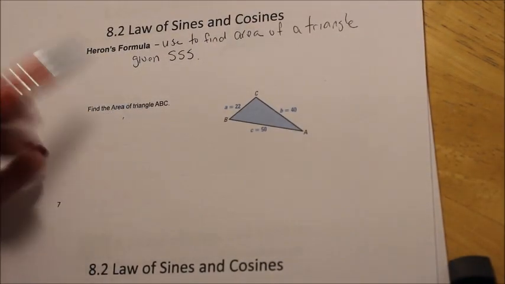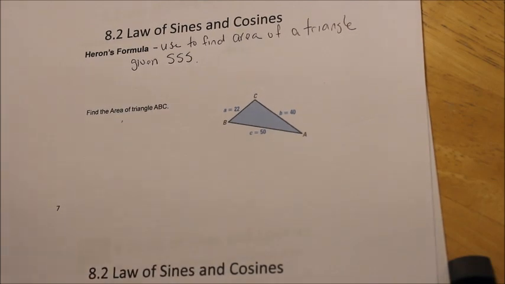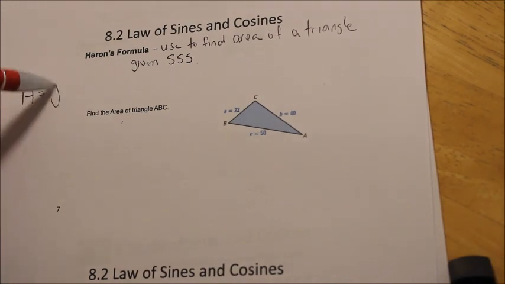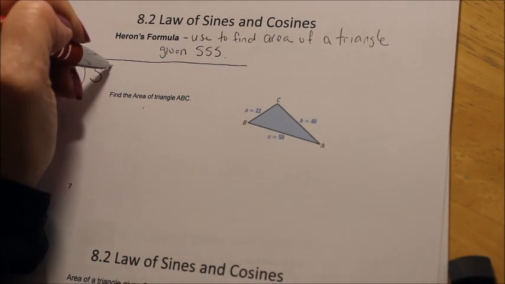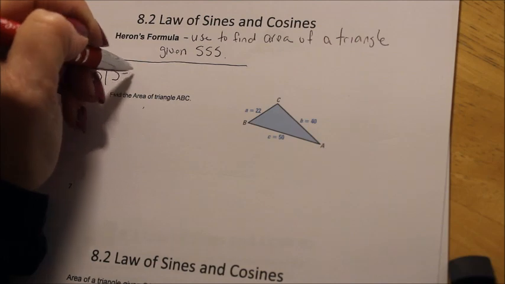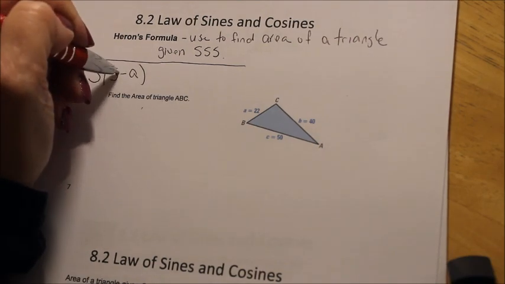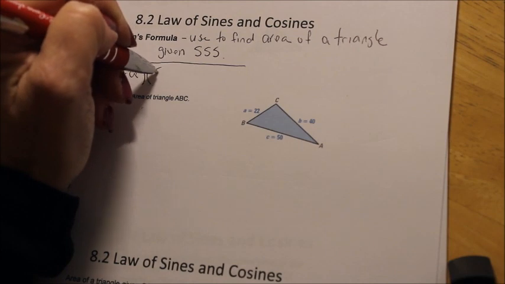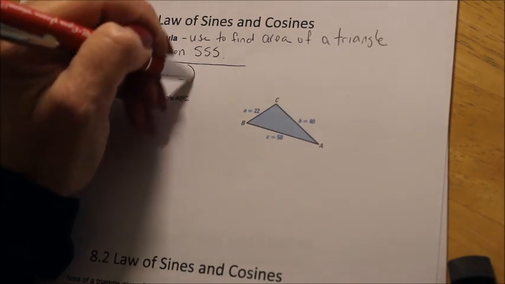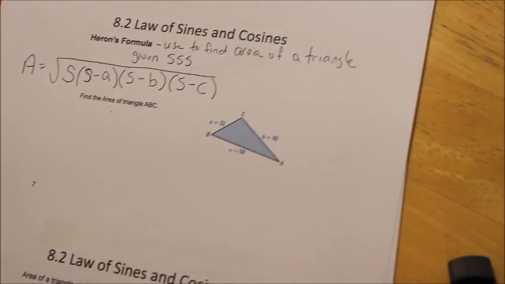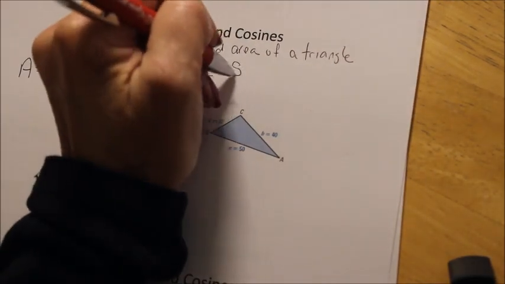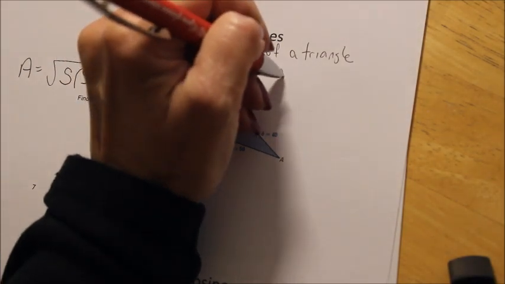Okay, so we want to find the area of the triangle. First of all, let me give you the formula. So here's Heron's formula. To find the area, you take the square root of what we call S, and I'll explain what that is here. But it's, and then you take S minus A, that's an S, times S minus B times S minus C. Now let me tell you what S is. S is called the semi-perimeter.